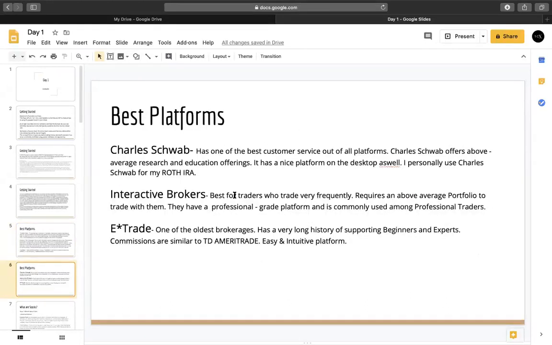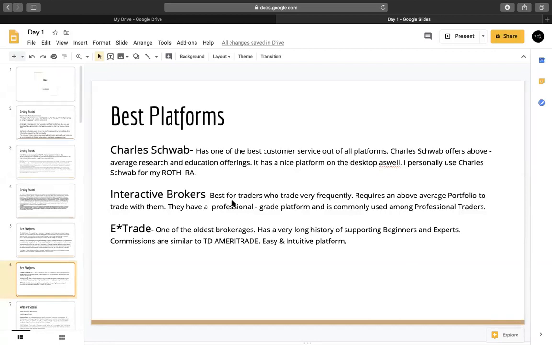Charles Schwab, I use this for my Roth IRA. They definitely have one of the best customer services out of all these platforms. They offer above average research and education offerings, and it has a nice desktop platform. If you want to make a retirement account, I suggest using Charles Schwab or E-Trade.